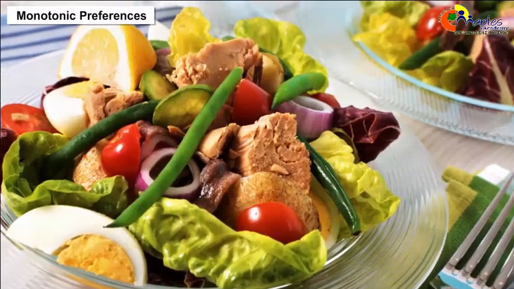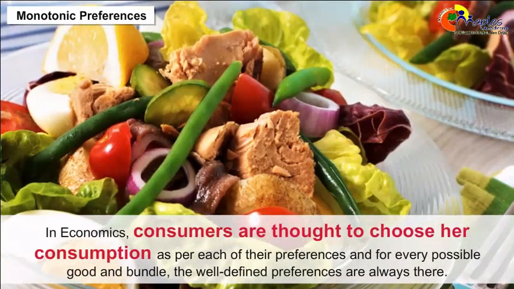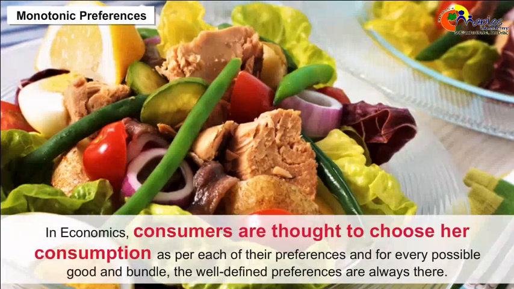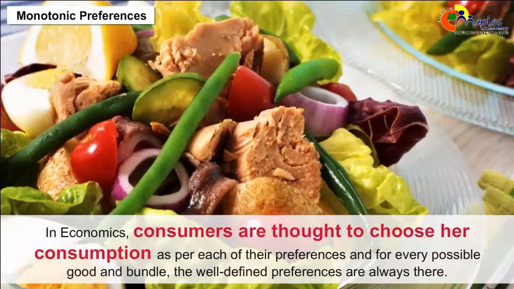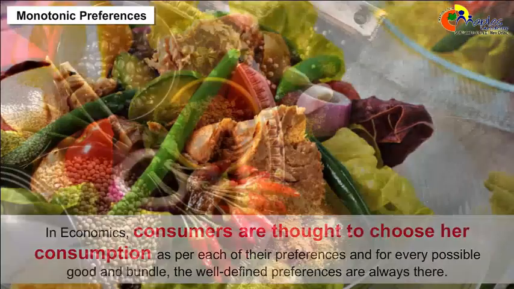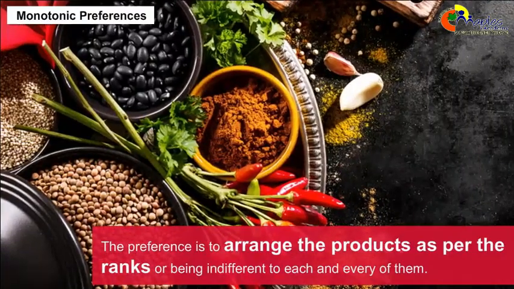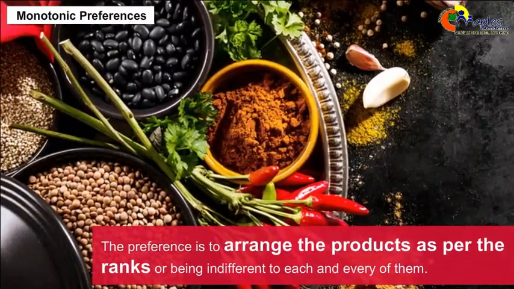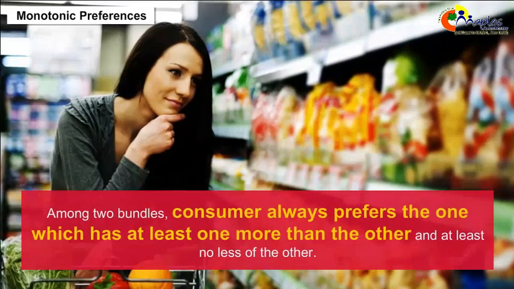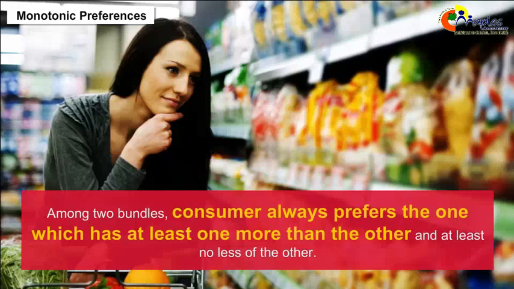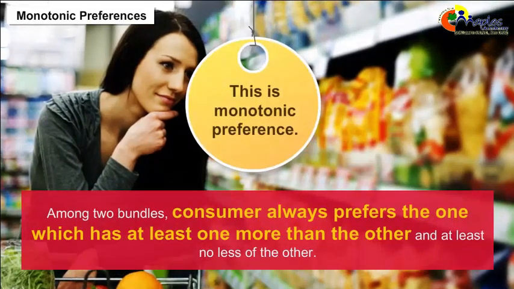Monotonic preferences. In economics, consumers are thought to choose their consumption as per their preferences, and well-defined preferences are always there for every possible good and bundle. That is, the preference is to arrange the products as per rank or to be indifferent between them. Among two bundles, the consumer always prefers the one which has at least one good more than the other and at least no less of the other. This is monotonic preference.